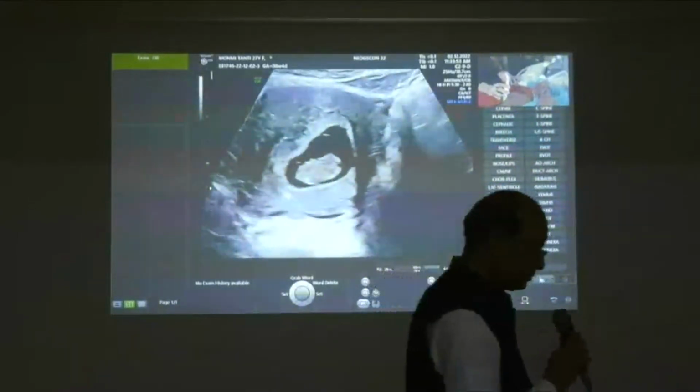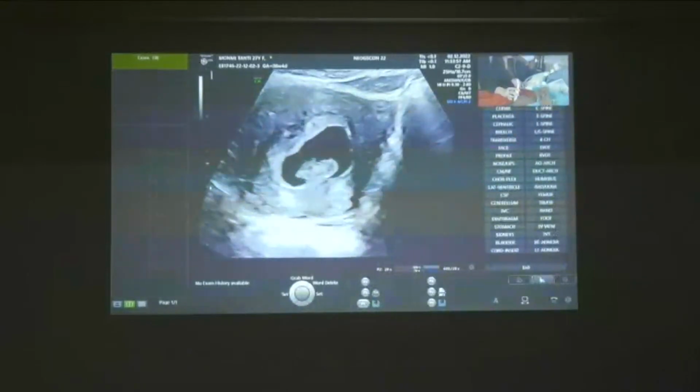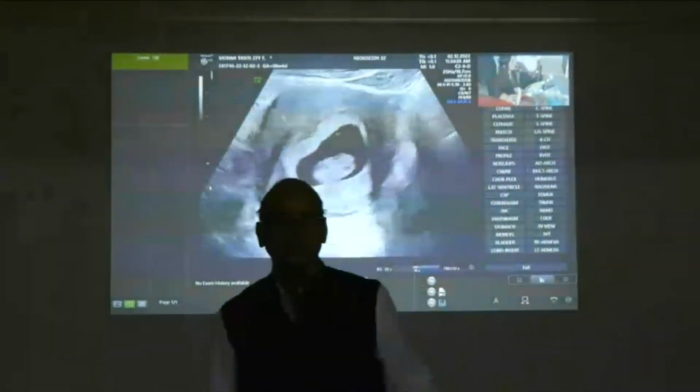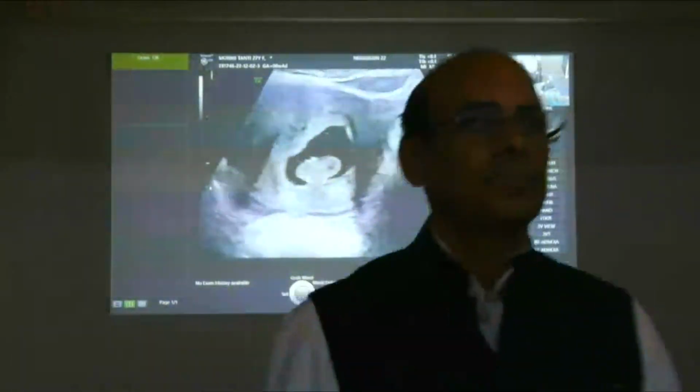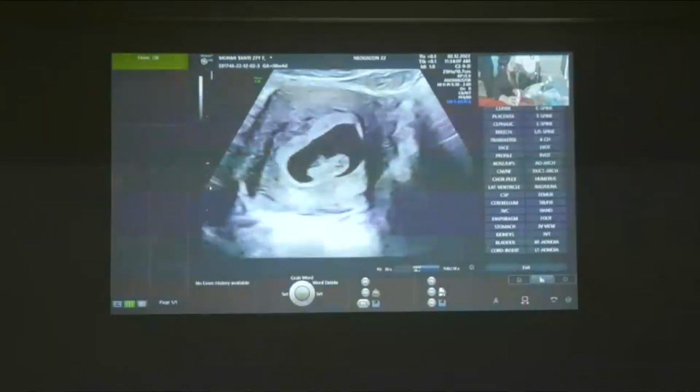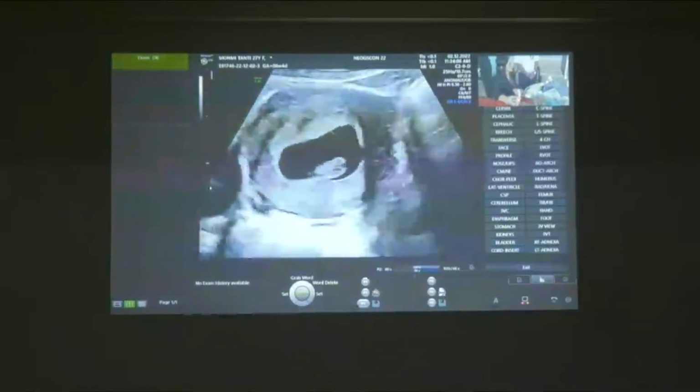So this is not a case for 11 to 13 weeks. She's only 8 weeks 4 days by her LMP. So maybe I should just talk a bit on the early scan.